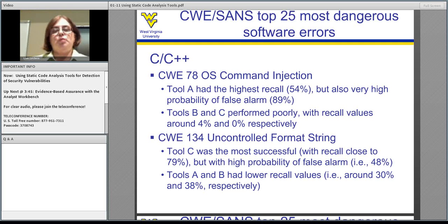From those that were in the common set that we are presenting here, observations are not much different than for the others. The tools, it's again a mixed bag, and in cases like, for example, CWE78, it's operating system command injection, Tool A has highest recall of 54, so detects 54% of vulnerabilities, but also has very high false positive rate. The other two tools, B and C, performed poorly. They have recall values of only 4 and 0%.